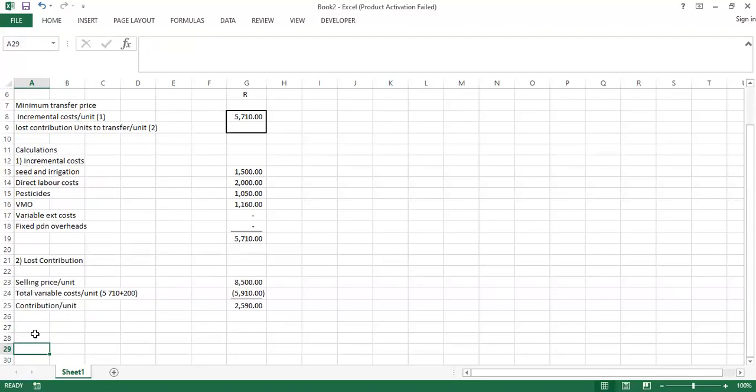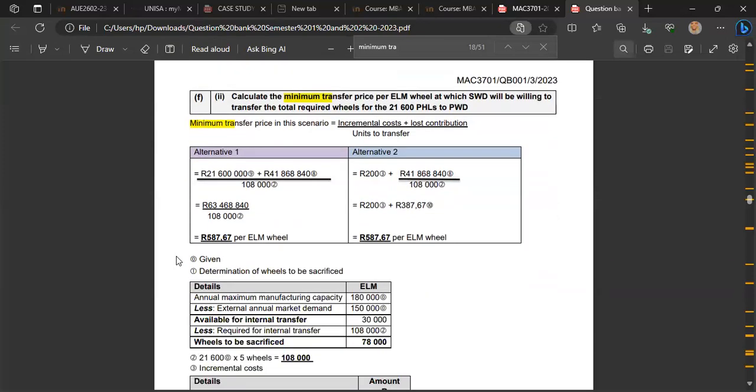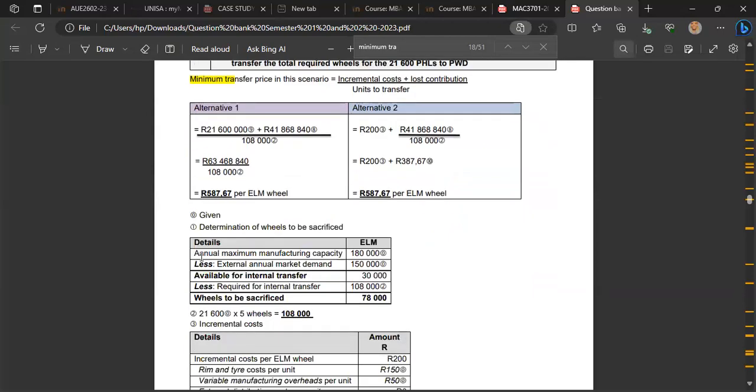Right, so let's look at the sacrificed units now. We want to calculate the sacrificed units, so we need to know our budgeted capacity now. Let's look at the wording that they used. Let me go back and check if there's any specific wording they are using there. So we are on the lost contribution. There you go. They are saying annual maximum manufacturing capacity. We can take that as it is, but it would basically mean the same thing as the budgeted capacity. So I'm simply going to copy this and put it right there.